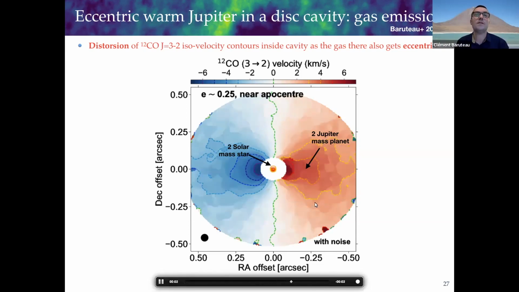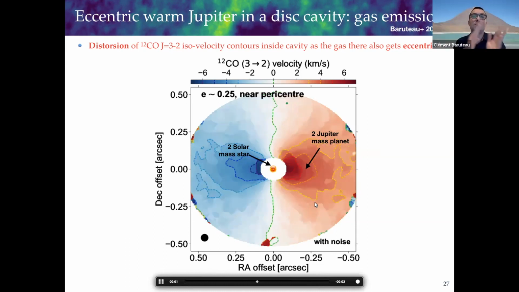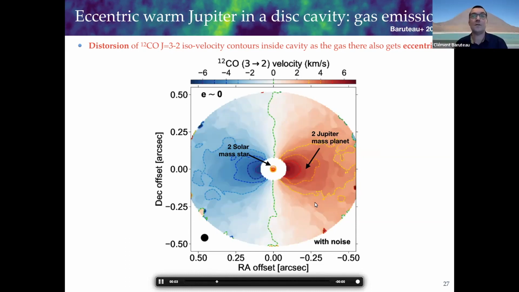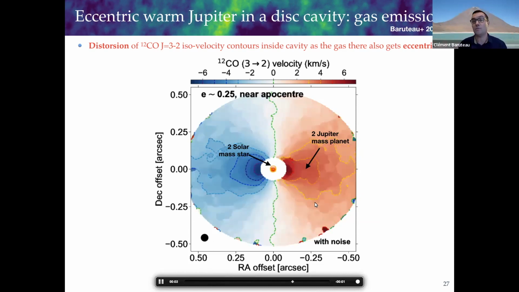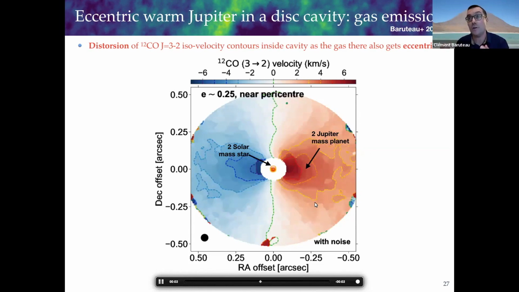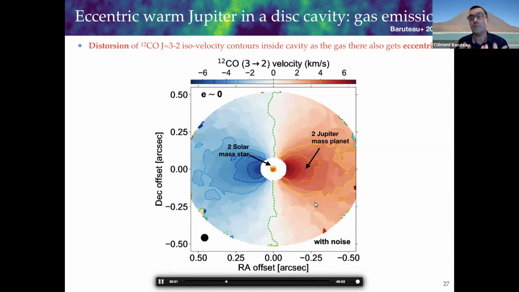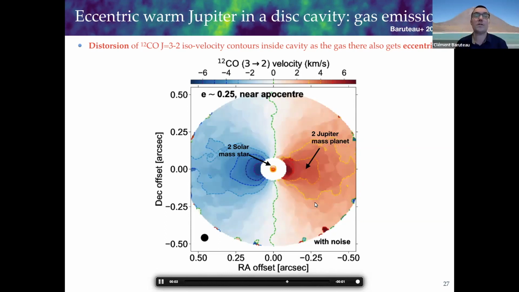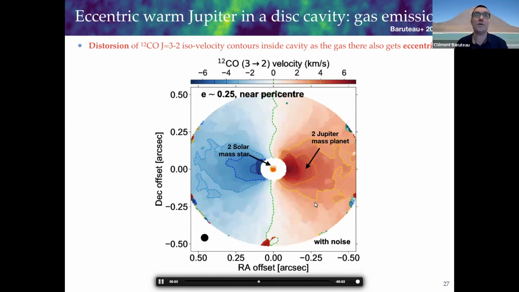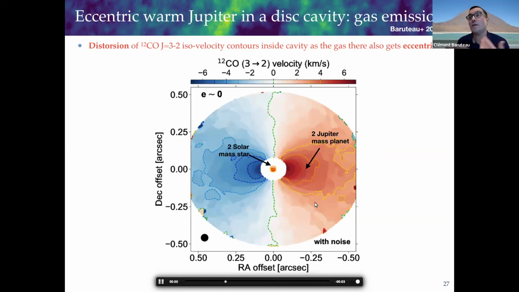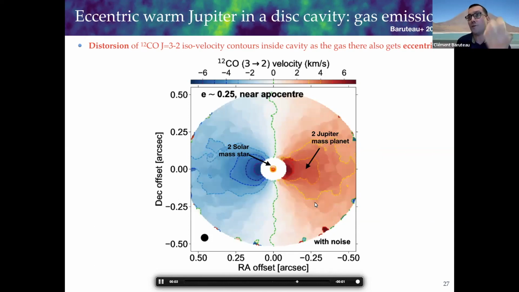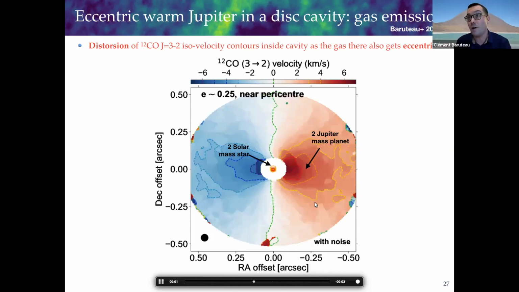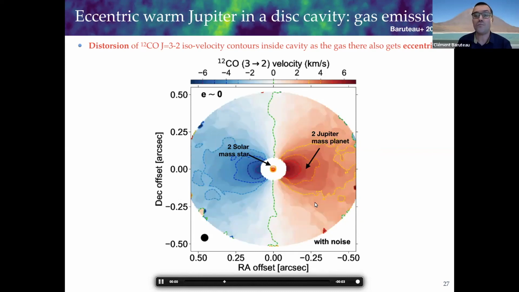So you see that the isovelocity contours get shifted either rightward or leftward within the cavity. And this is to do with the gas becoming eccentric inside the cavity. So the gas is no longer Keplerian, it has a radial velocity component. And when calculating the velocity along the line of sight, we get this overall shift of the isovelocity contours in one direction or the other whenever the planet is eccentric. So that lack of symmetry in the isovelocity contours could be yet another way of pointing to an eccentric planet via the eccentric gas inside the cavity.